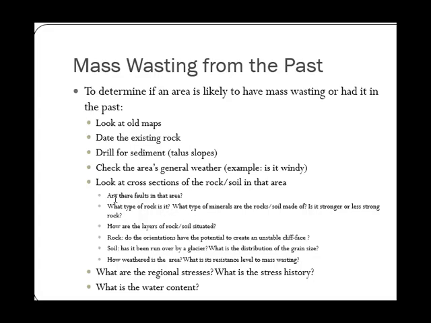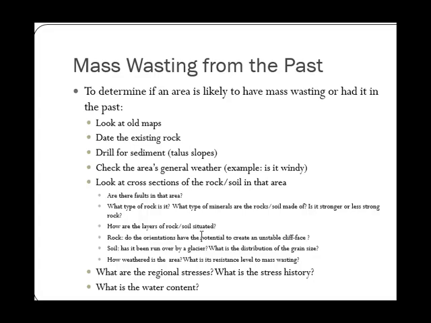Okay, also you look at, are there faults in the area? If there are faults, you're more likely to have had mass wasting. What type of rock is it? Is it strong rock or is it weak rock? Weak rock, of course, is more likely to have been affected by gravity. How are they situated? What's the orientation of it?